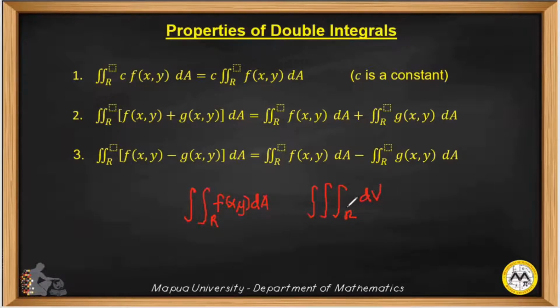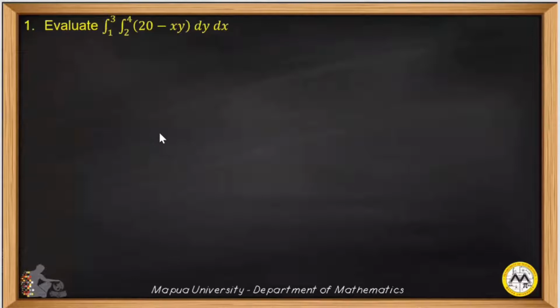Now, considering the first example, let's consider the first example. Let us say we have the double integral of 20 minus xy dy dx, in the order dy dx, where y goes from 2 to 4 and x goes from 1 to 2.